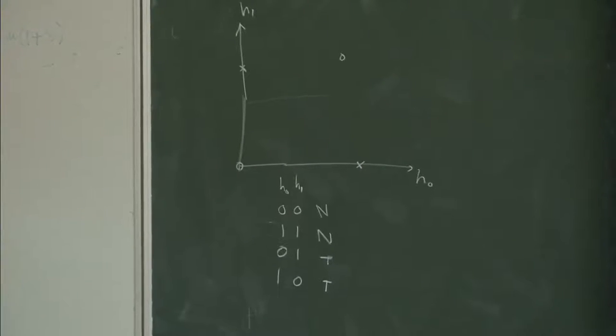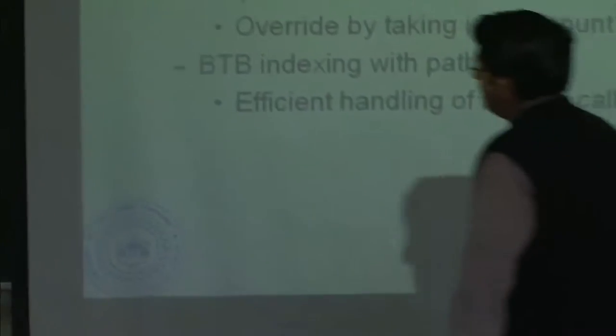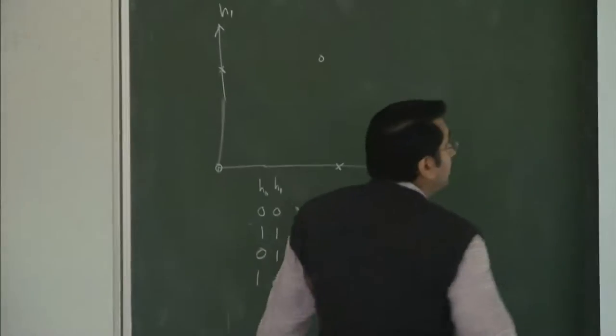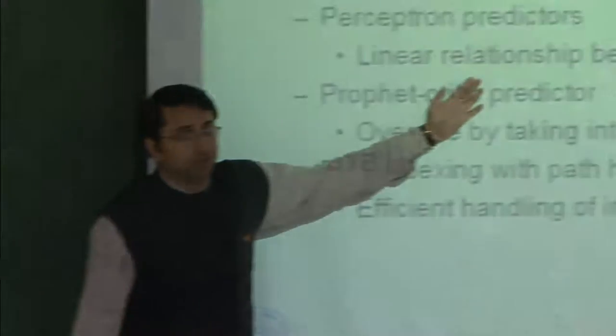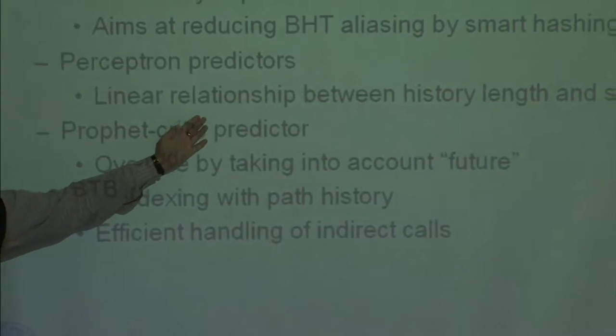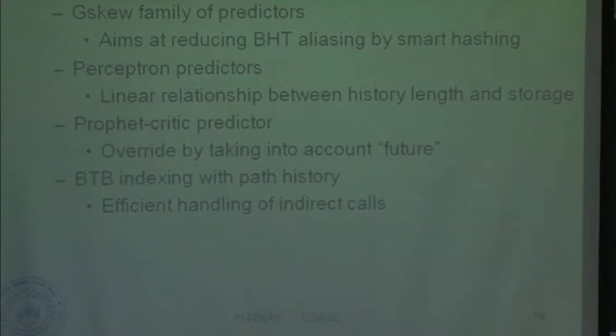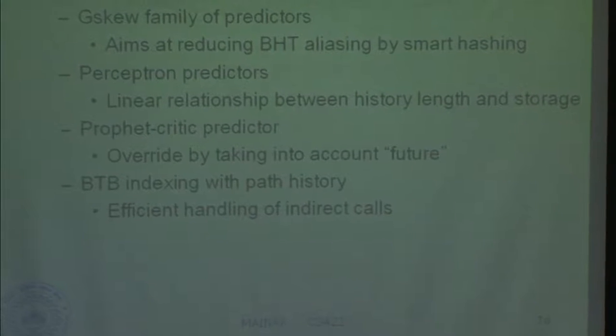You need multiple perceptrons, so I'll not get into that. The point here is that this problem is actually solved. I can now have a large history, and my storage overhead is linear in the history length. It's no longer exponential.